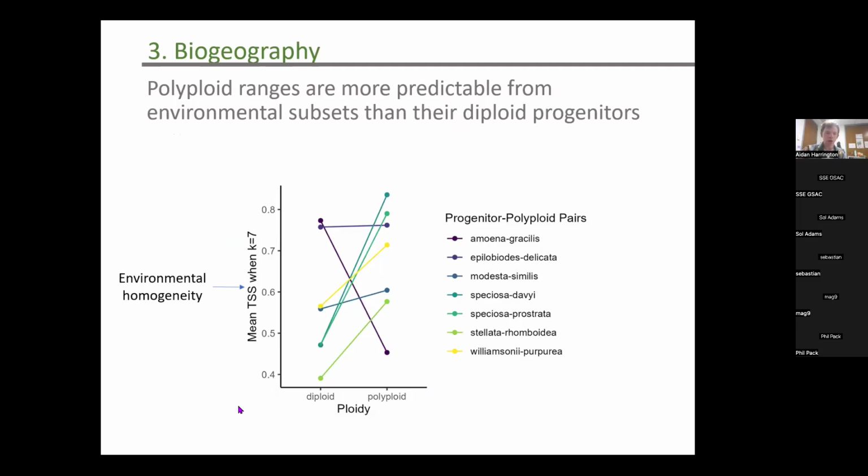I guess I should mention, even in the case of Stellata rhomboidea here, Clarkia rhomboidea has a much, much larger range than Clarkia stellata. It's the largest range of all the Clarkia, and yet its range is more predictable from a small subset of the environments in which it inhabits compared to Clarkia stellata.